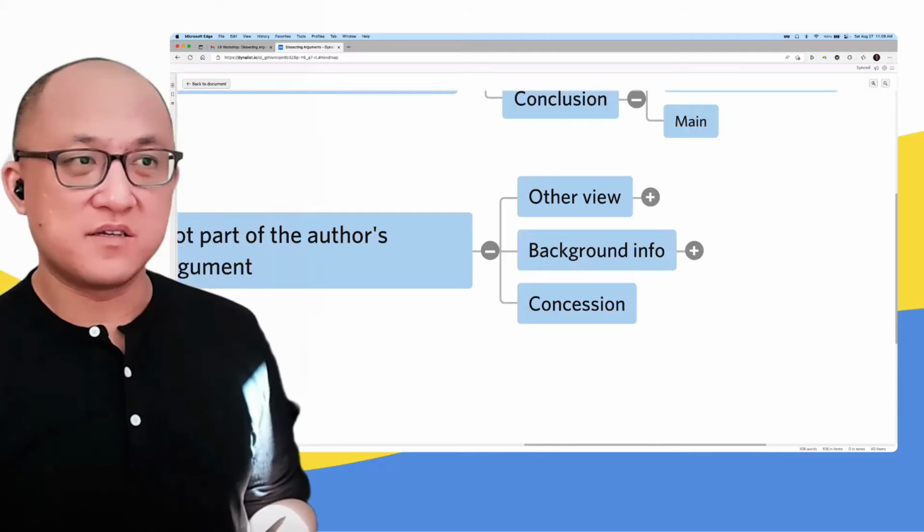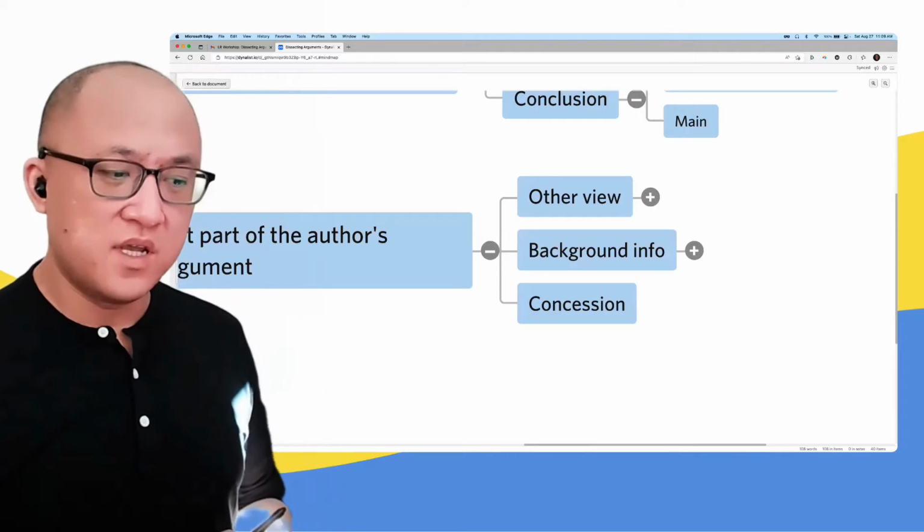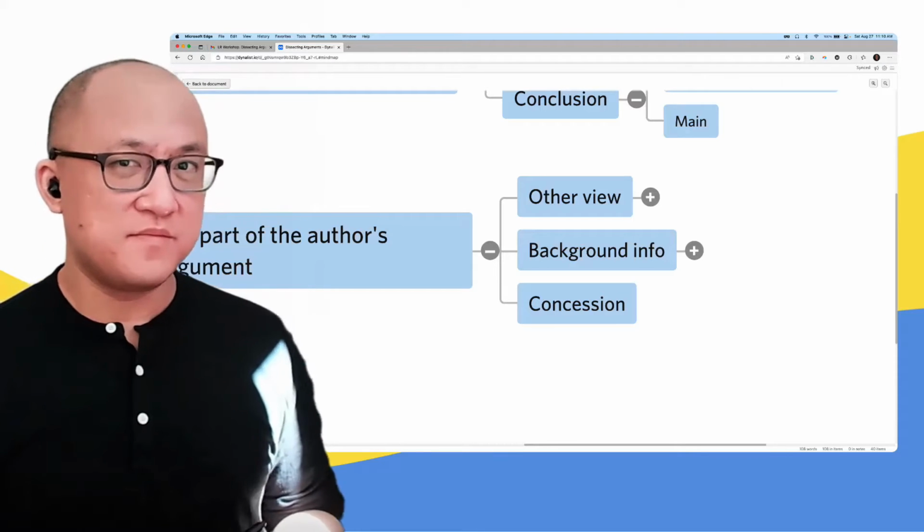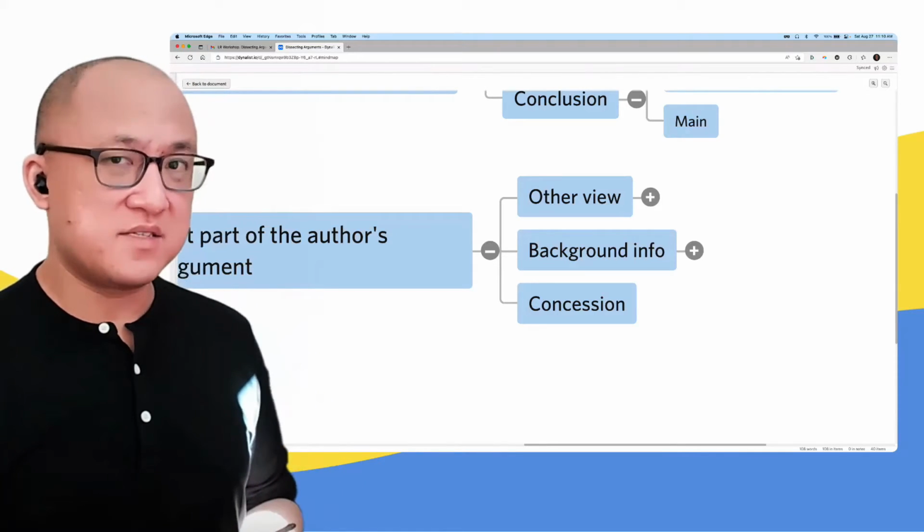So Rain is saying agreeing a little bit only. Yeah, there's a little bit of agreement. Any other takes on what a concession is?